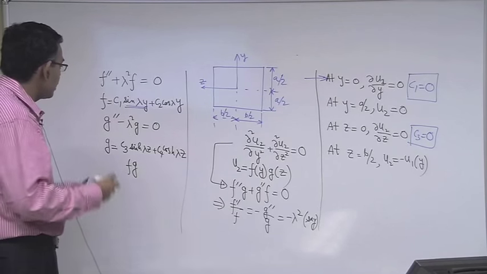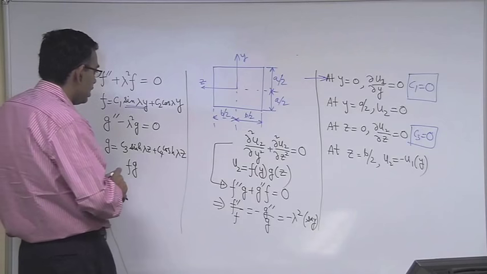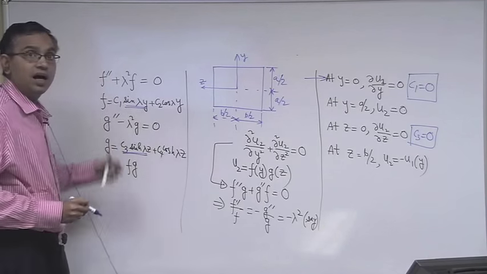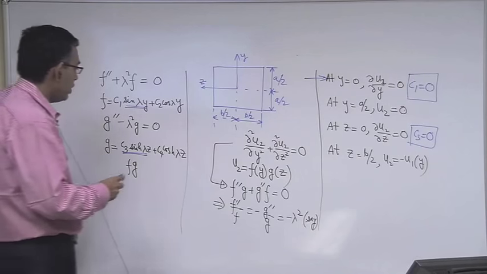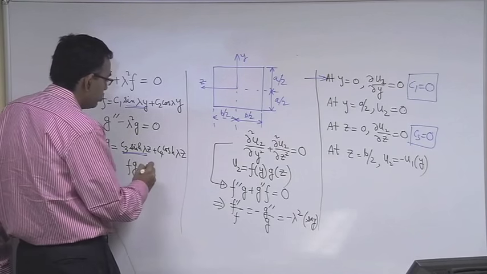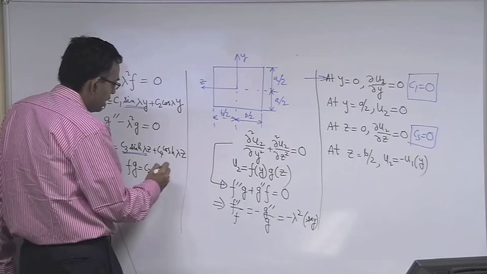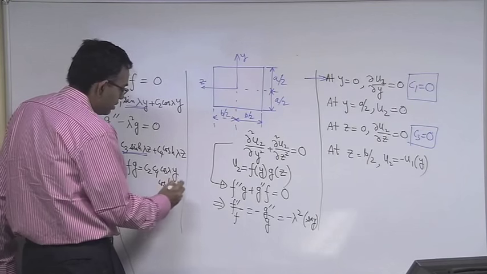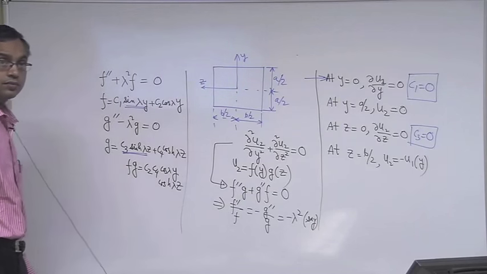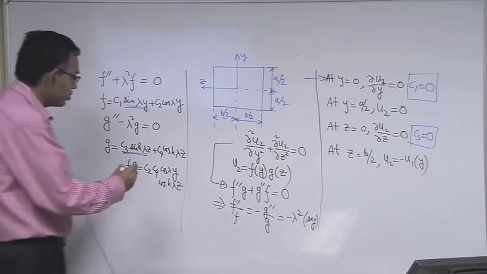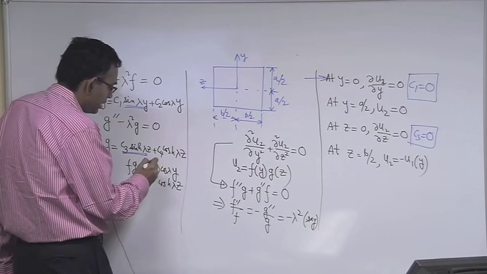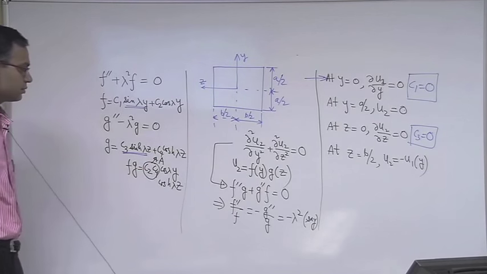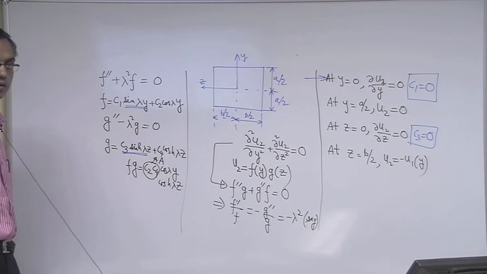So, that means you get f into g. Now, you have these two terms which are underlined here are 0. So, you have f into g is equal to c 2 c 4 cos lambda y cos h lambda z. This c 2 c 4, let us call it A, a new constant.